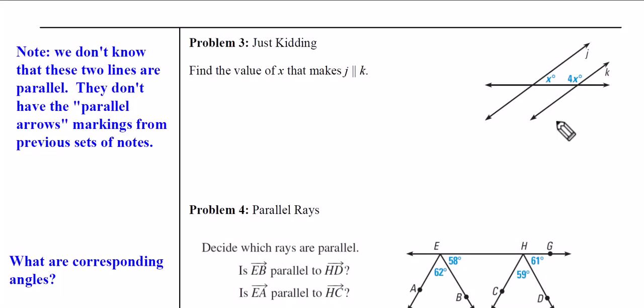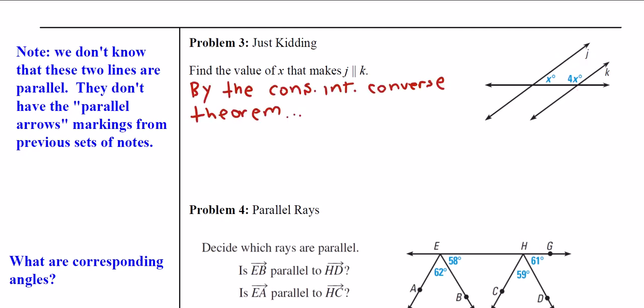So note in our drawing that we don't have any parallel markings, right? We don't have any little arrows that prove to us that these are parallel lines. So don't assume it. What we're being asked to do in this problem is what value of x would make these two lines parallel. Well, we know what type of angle relationship this is. Is it corresponding, alternate interior, alternate exterior, consecutive interior?